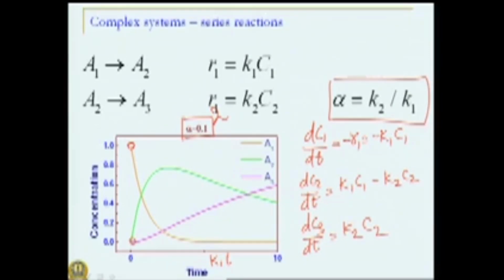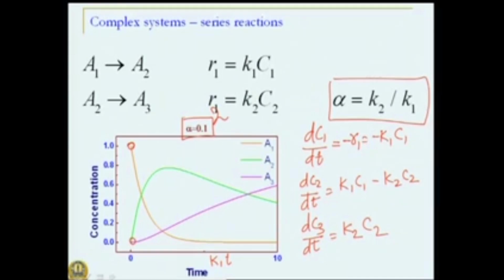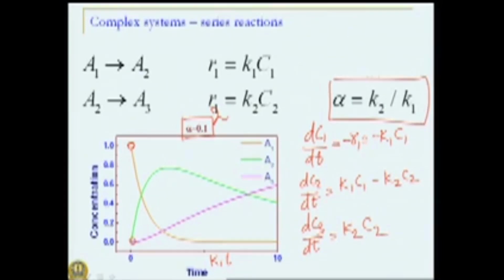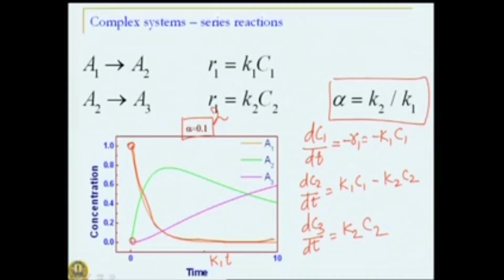We will do it for different values of alpha little later on, but at this point let us look at what happens when we have a value of alpha equal to 0.1. So, what we are seeing here is A1 is going to A2. A1 is continuously decreasing as time increases. So, we have a continuous decrease in A1. Okay. So, this is my A1.